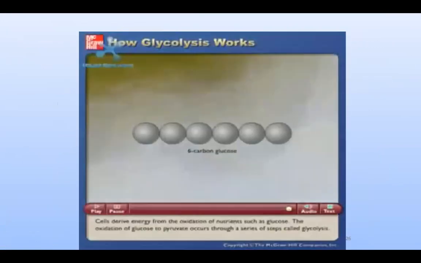Right, I already talked about that. Cells derive energy from the oxidation of nutrients such as glucose. The oxidation of glucose to pyruvate occurs through a series of steps called glycolysis. The energy released during these oxidation reactions is used to form adenosine triphosphate, ATP, the energy currency of the cell.